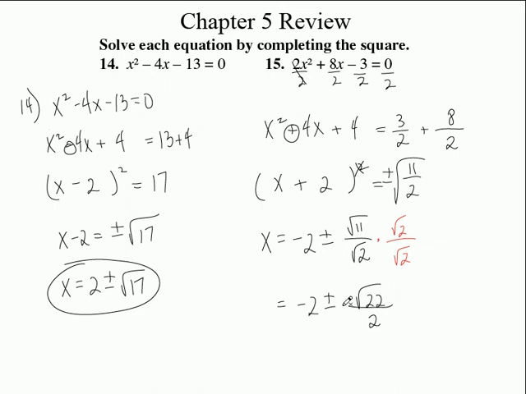Again, I don't have my answer sheet in front of me. I'm not sure how I left it on the test, but that would be fine. If you really wanted to, you could put it over one common denominator. I don't see why you would want to, but you could put it as over 2. So this would be negative 4 over 2. Negative 4 plus or minus square root of 22. You know what? I wouldn't even do it like this because I'd probably simplify it to this anyway. So I would just leave it just like that.